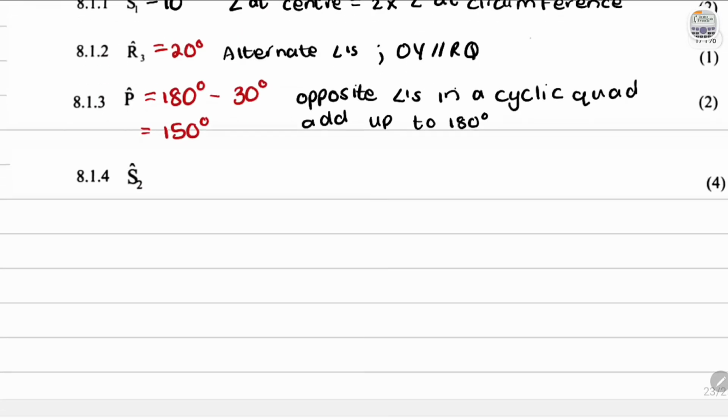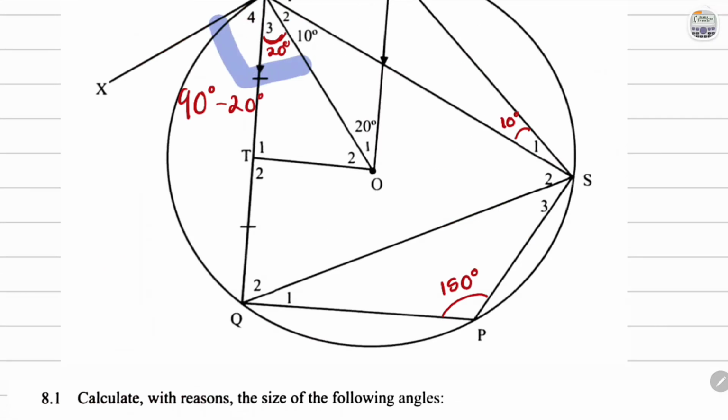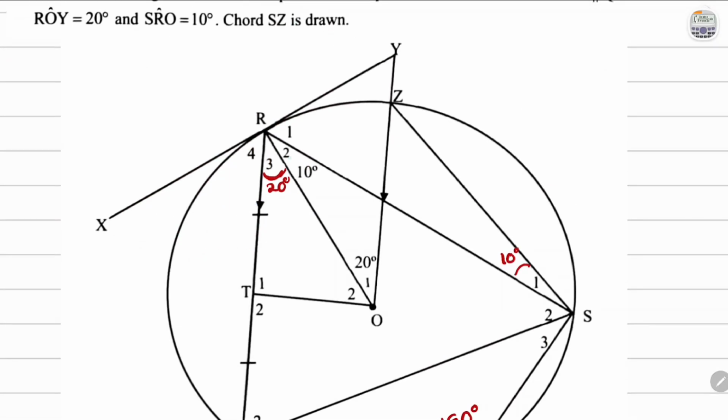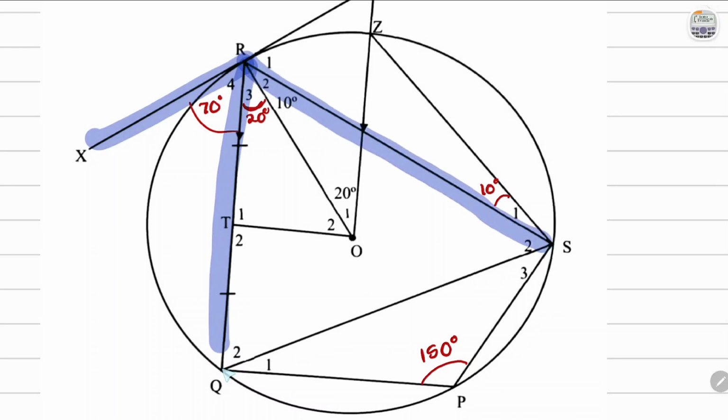So angle R4 is what we clearly have to find first. We say angle R4 is found by saying 90 degrees minus 20, and our reason is because the radius is always perpendicular to the tangent at the point of contact. Therefore angle R4 is equal to 70 degrees. Now that we have angle R4, we can go ahead and find angle S2. So this is 70 degrees. The angle between the tangent and the chord is always equal to the angle at the circumference that is supported by that same chord. So that is also 70 degrees.